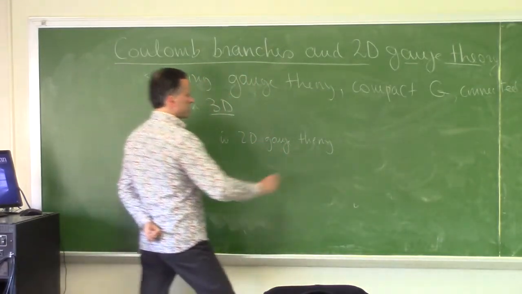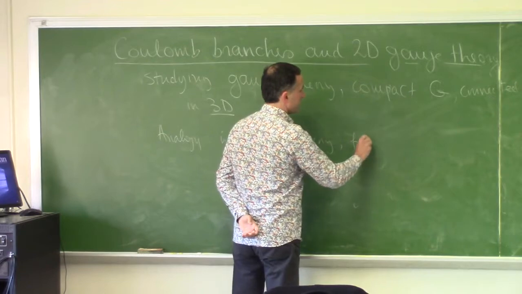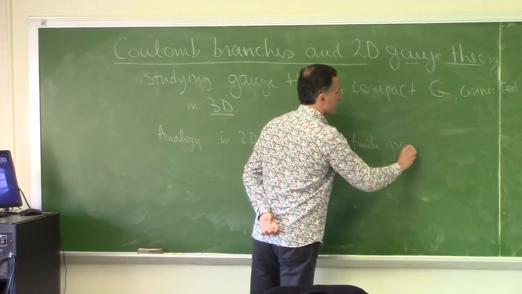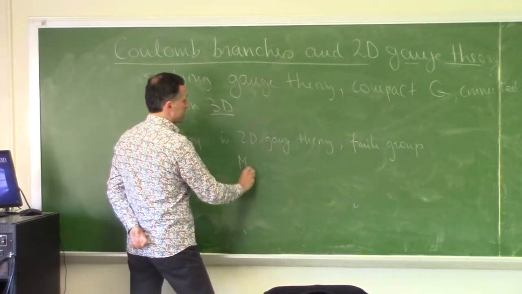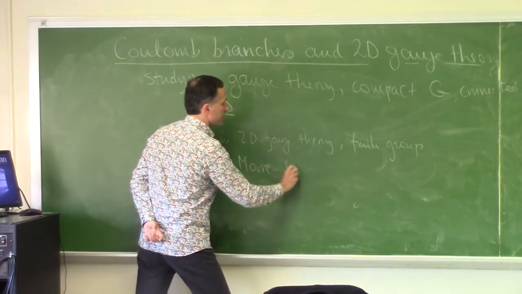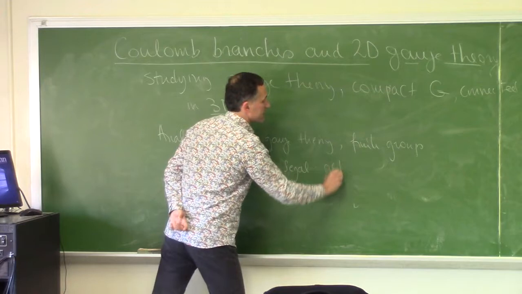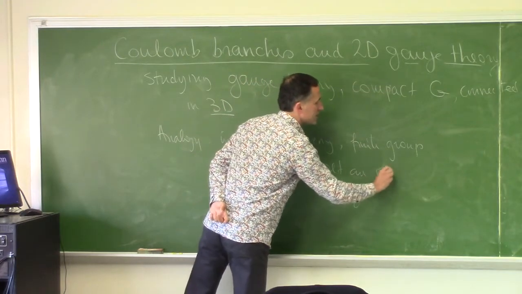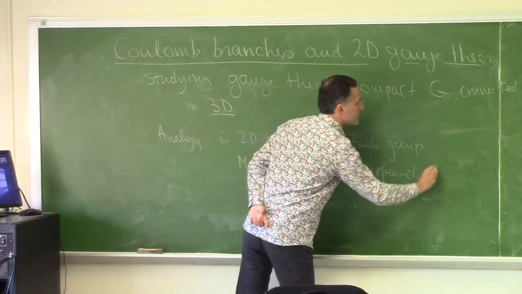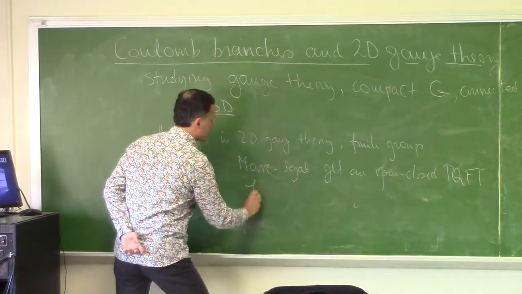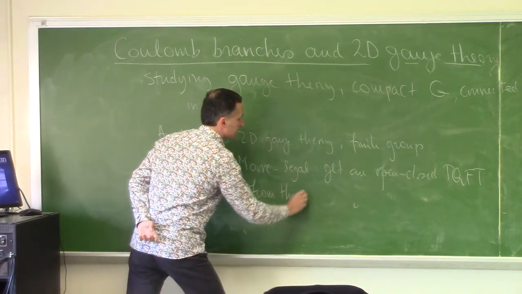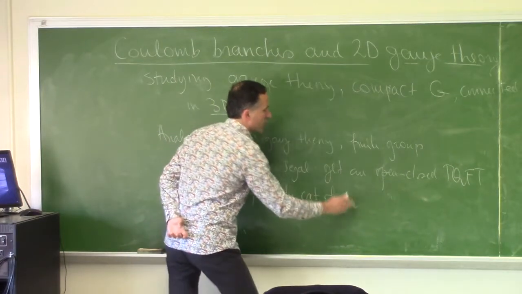So in 2D gauge theory for finite groups, there's an old story which has been developed, of course, but very nicely written in the paper of Moore and Segal. That's what's called an open-closed TQFT from the category of, let's say, complex representations.